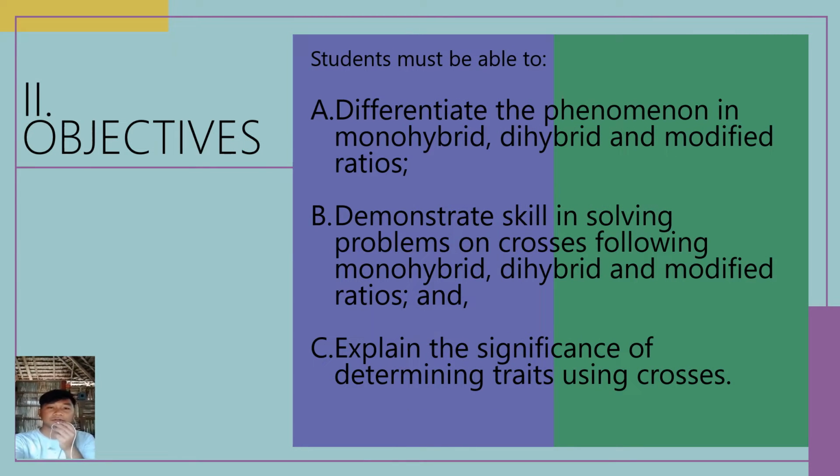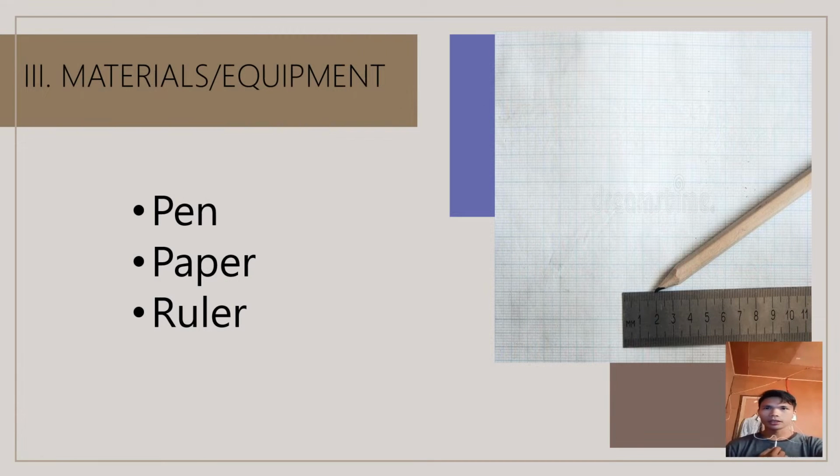Objectives: A student must be able to: A. Differentiate the phenomenon in monohybrid, dihybrid, and modified ratios. B. Demonstrate skill in solving problems on crosses following modified ratios. And C. Explain the significance of determining traits using crosses. Okay, let's move on to the materials or equipment: pen, paper, ruler.